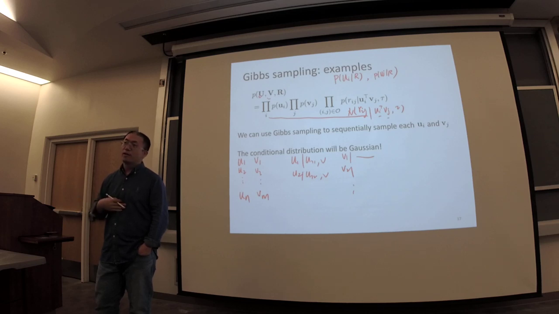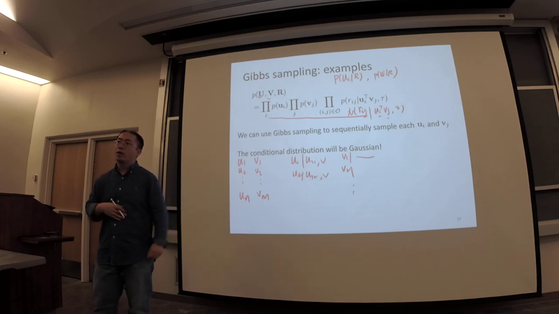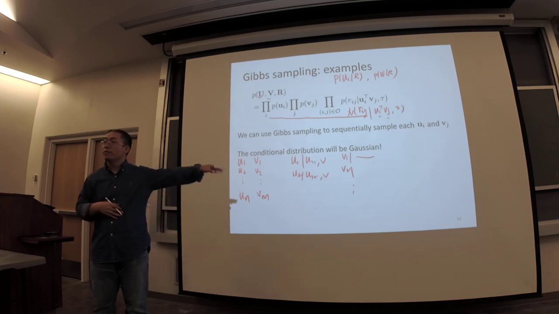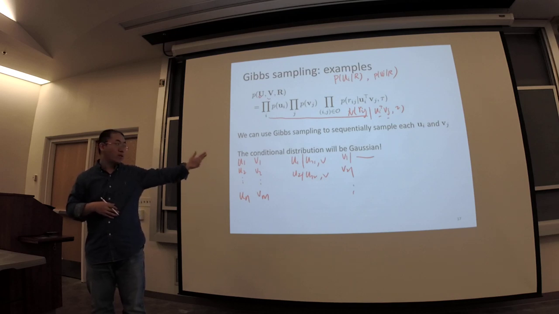It doesn't affect the result because this is stationary. Of course, you have to ensure this is stationary. You have to ensure this is an ergodic chain, right? If it's ergodic, it always converges to the true posterior. Does this procedure make sense? It just follows the standard recipe of Gibbs sampling.